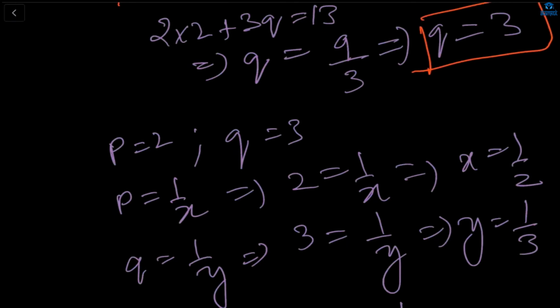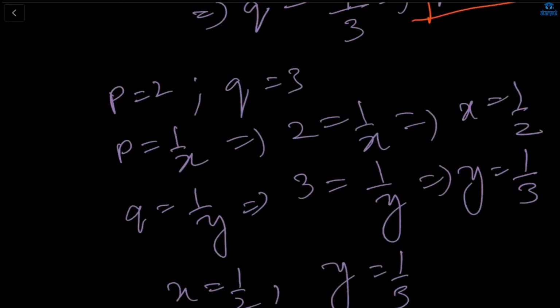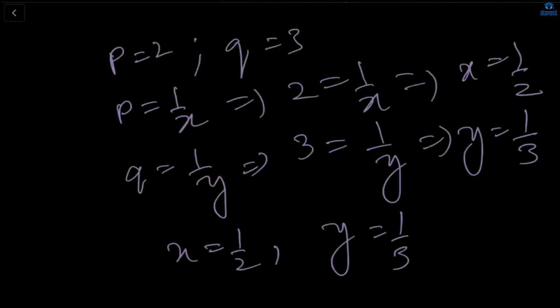Okay, q is 1 upon y. So that means y will be equal to 1 upon q. That means y will be 1 upon 3. Okay, so this is the value we have got.